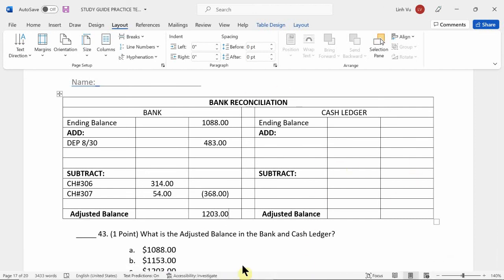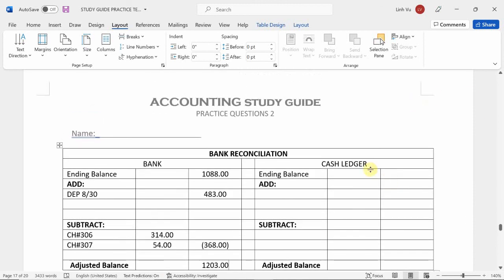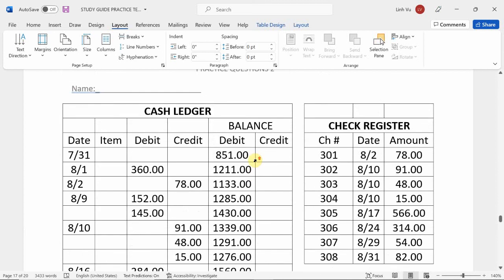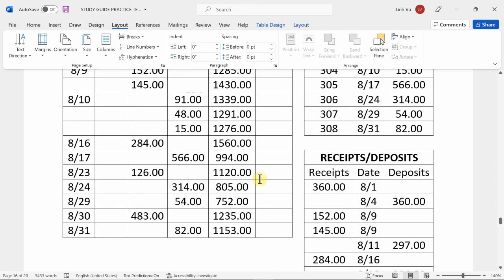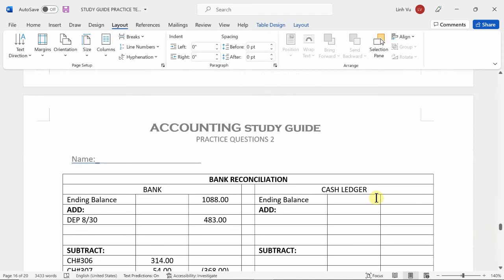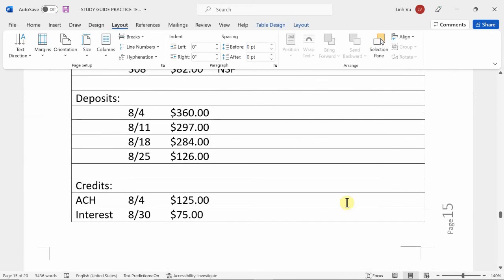So now we got to double check on our cash side if that matches, okay? So in this case, what's my ending balance in my cash ledger side? So here's my ledger. $1153. Okay. What do I need to add on the cash side? Interest and ACH. Auto Clearing House is what it stands for. So let's go ahead and take a look at my ACH and my interest.